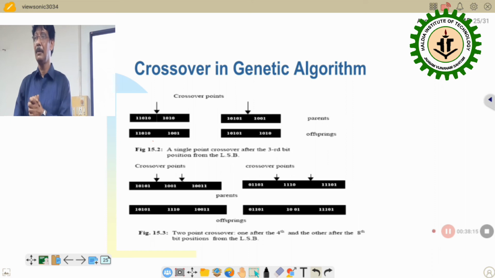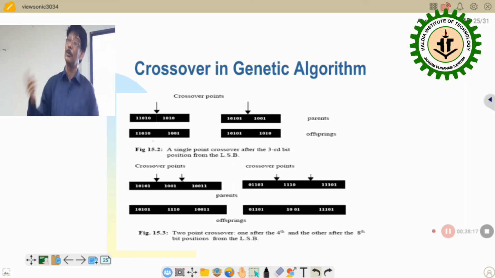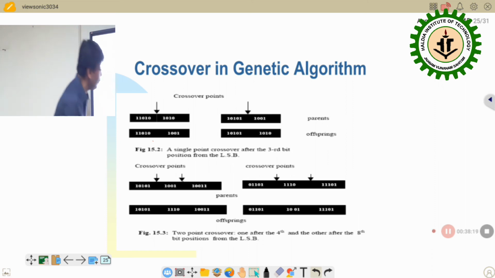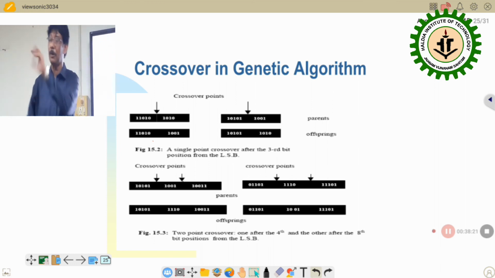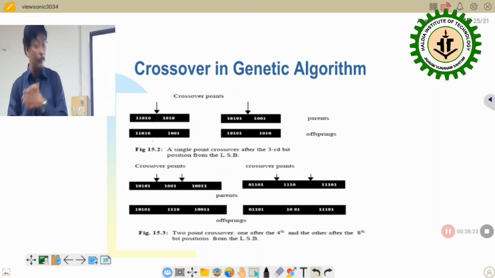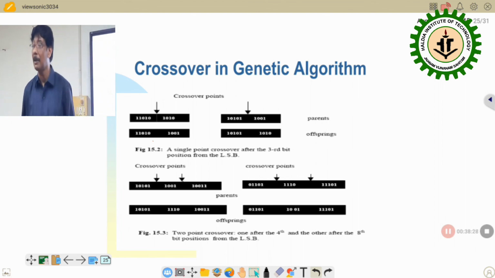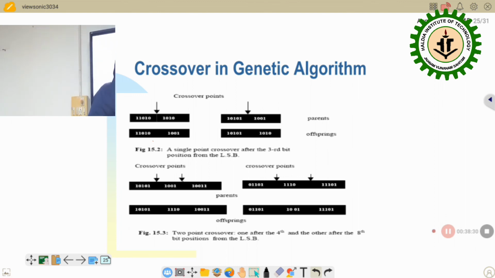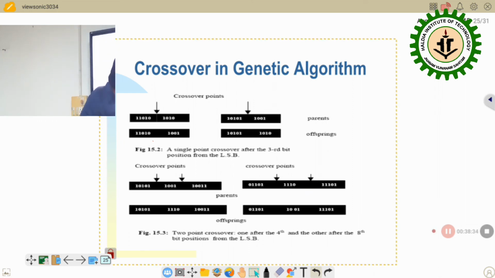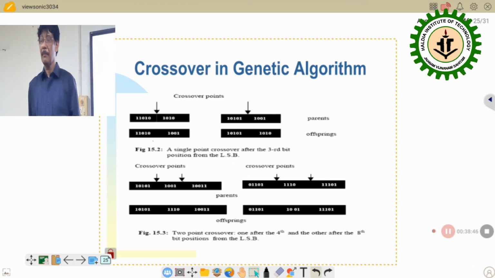So there are 14 bits. Now you have to draw the random number from 0 to 13. Suppose you are getting the random numbers 4 and 8. So where will be the partitions of the two parents? After 0, 1, 2, 3, 4, after the 4th bit, there is one partition, and here it is 8. 0, 1, 2, 3, 4, 5, 6, 7, 8. After the 8th bit, there is another partition. Similarly for the first parent also, after the 4th bit and after the 8th bit.